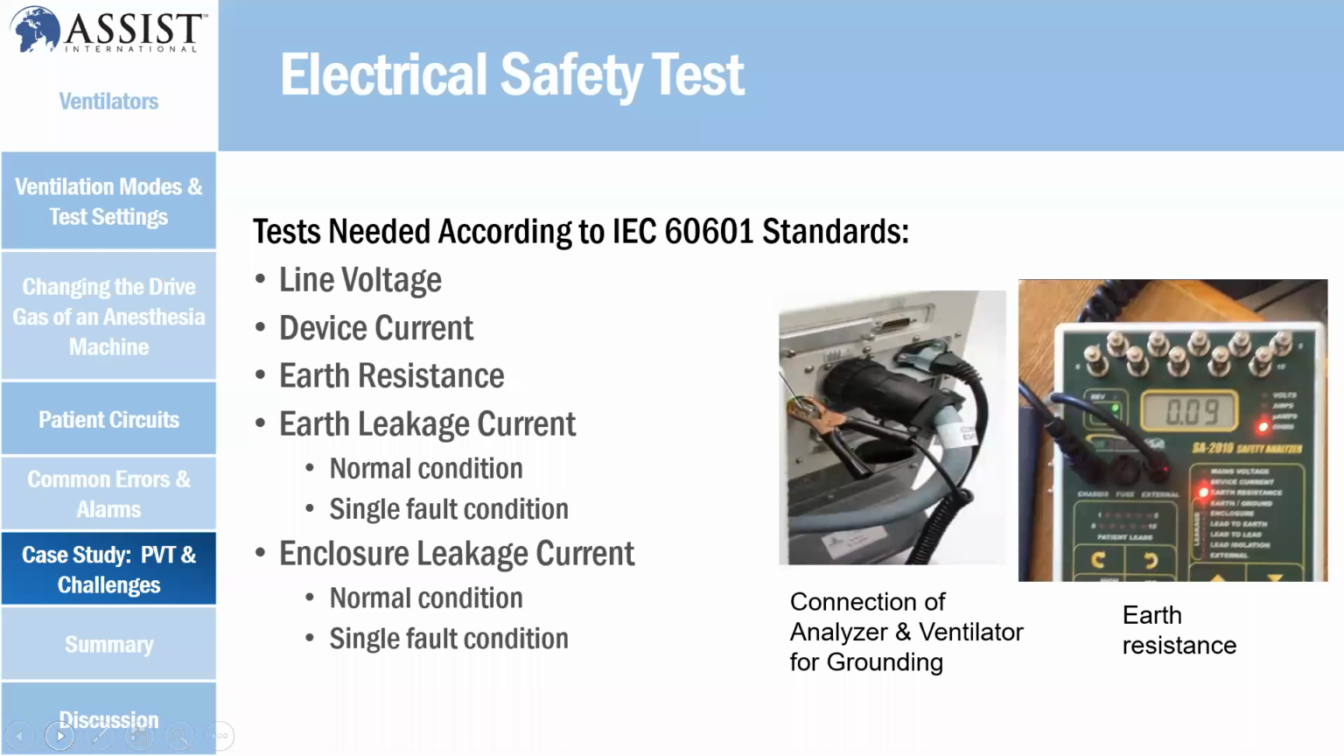At the back of the ventilator, you're going to see the equipotential ground connector. So you have to connect that, and the power supply is connected to the electrical safety analyzer, and this particular cable is connected with the ground, and you're going to measure resistance, which should be below 0.2. So you got 0.09, that's a good reading.